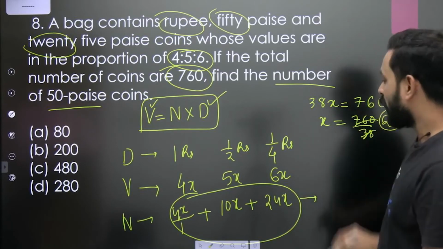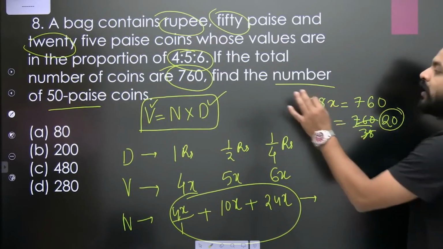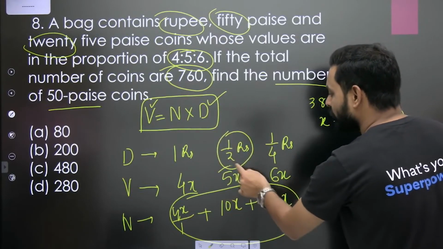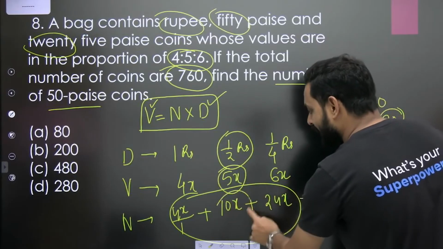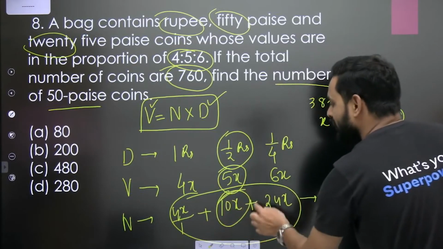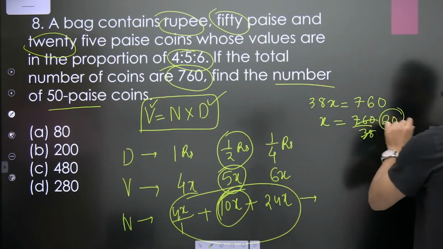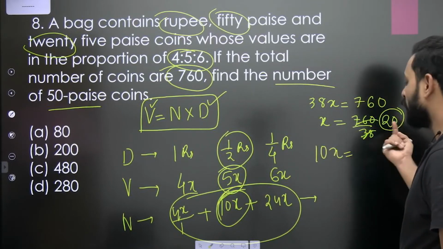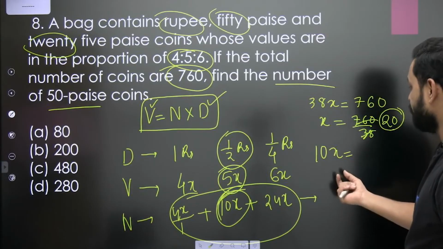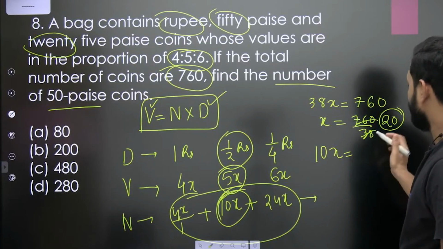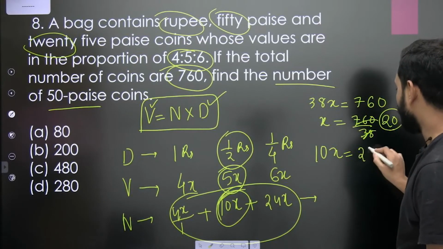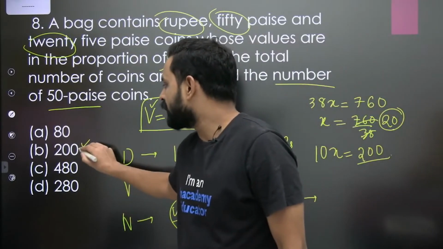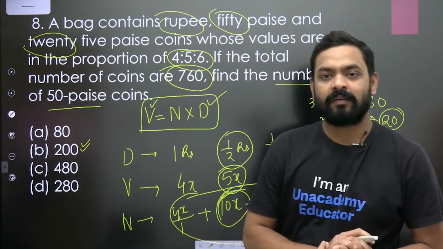X is 20. Now what I'll have to find out? I'll have to find the number of 50 paise coins. What is the 50 paise coin? That means half rupees. Number of 50 paise coins is 10x, guys. So 1x is equal to 20, so 10x will be equivalent to 20 into 10. That means 200, right? 200. So what is the right option here? The right option is B.